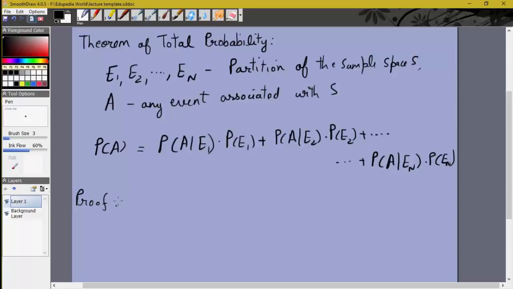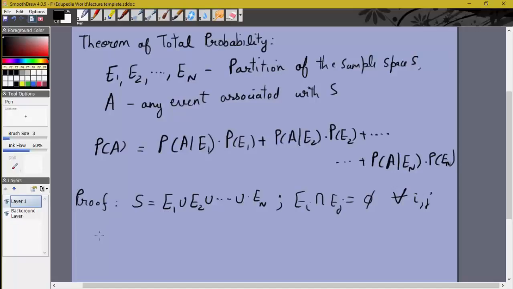So let's look at the proper proof of this. We know a few properties of the partition of the sample space. The first is S is equal to E1 union E2 union ... union En. And we also know that Ei intersection Ej is the null set for all i and j between 1 and n, and obviously i not equal to j.